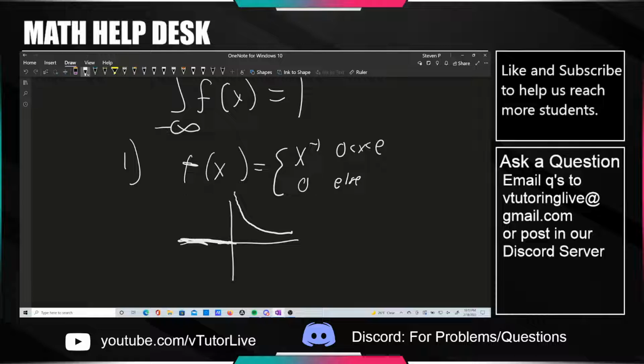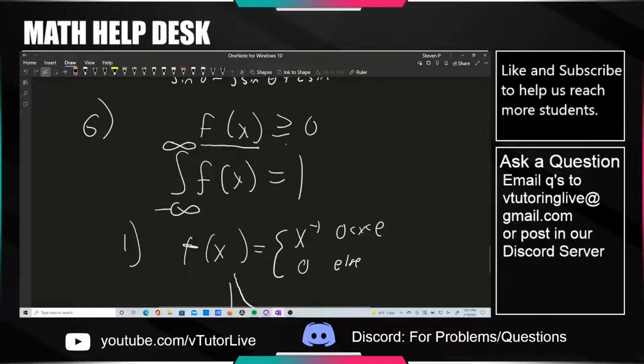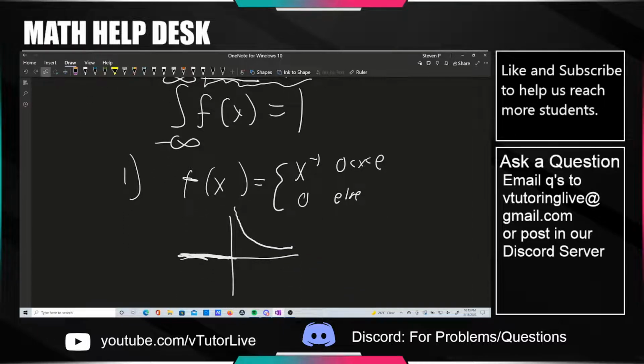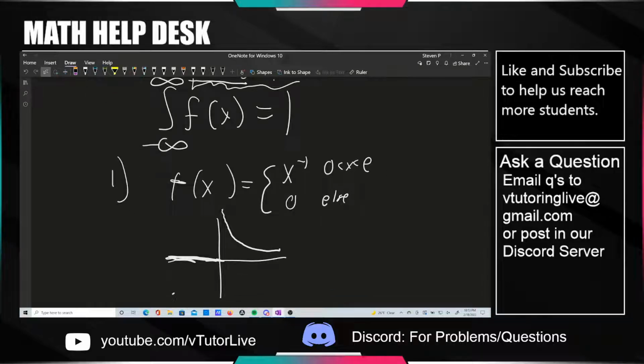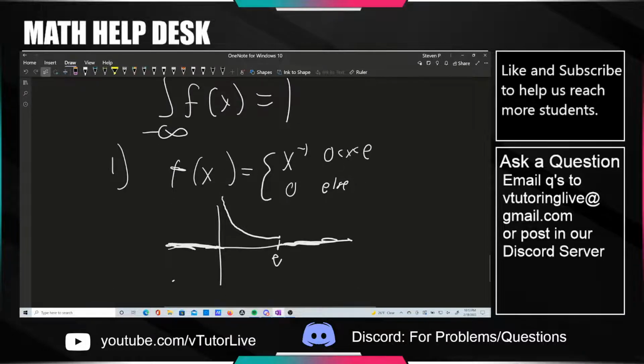So, okay, we can verify the first condition is true. That's as obvious as it gets. Everything is obviously non-negative. There's no values down here. But the second part means that you actually have to integrate it. And even though this is a piecewise function, this goes from 0 to e, and then it goes back to 0, right? So don't get confused.